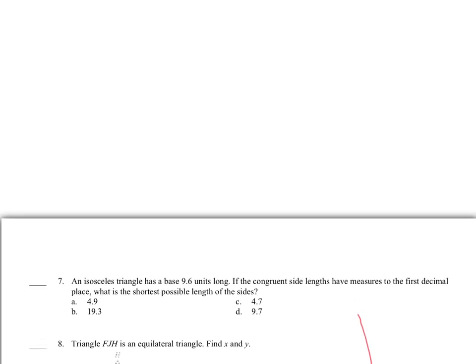We'll look at 7 here. We have an isosceles triangle. There's no picture, so I would recommend you draw a picture. It's isosceles, meaning the base angles are congruent. It has a base that's 9.6 units, so that length is 9.6.